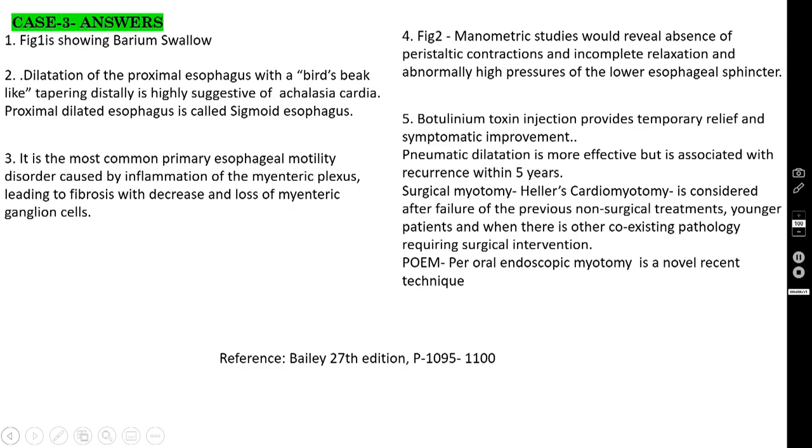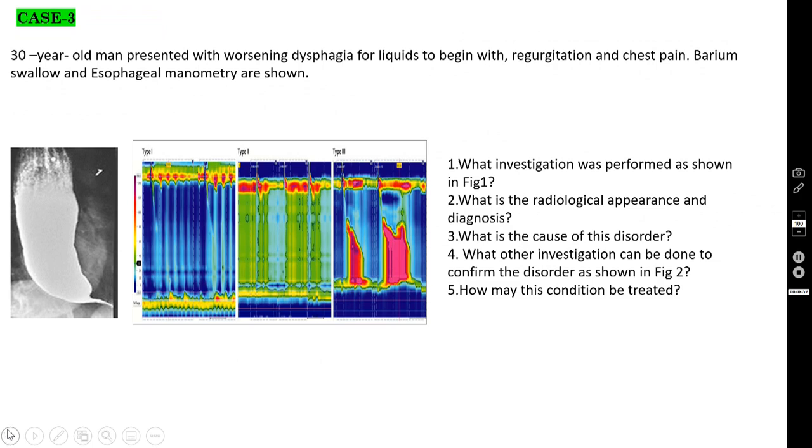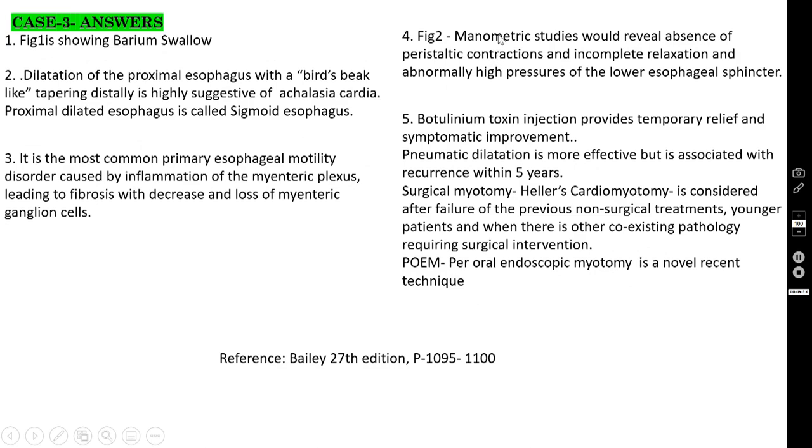So figure 2 is showing what? This is figure 2, esophageal manometry. You can see there is no peristalsis in the esophagus and the pressure in the lower esophageal sphincter is enormously high. That is what you are seeing here. You are not seeing any peristalsis here.